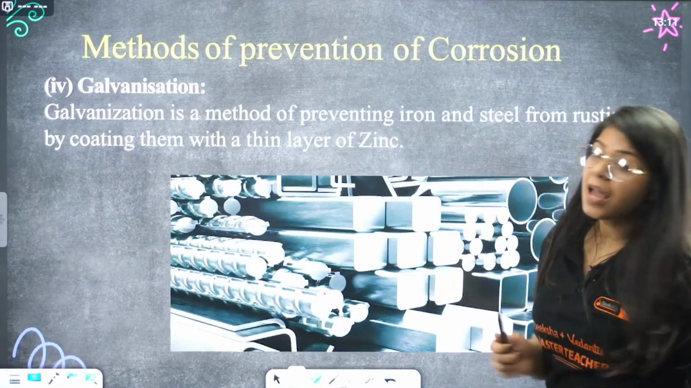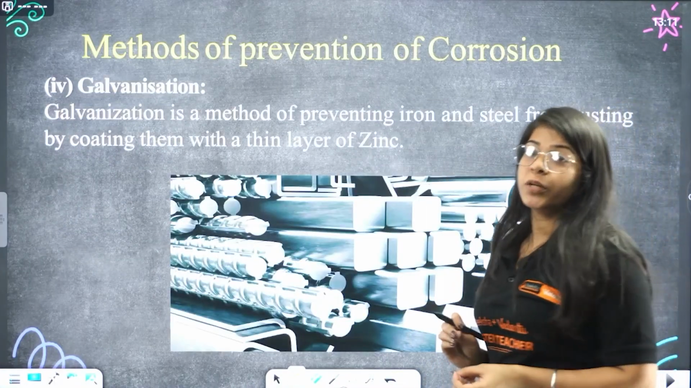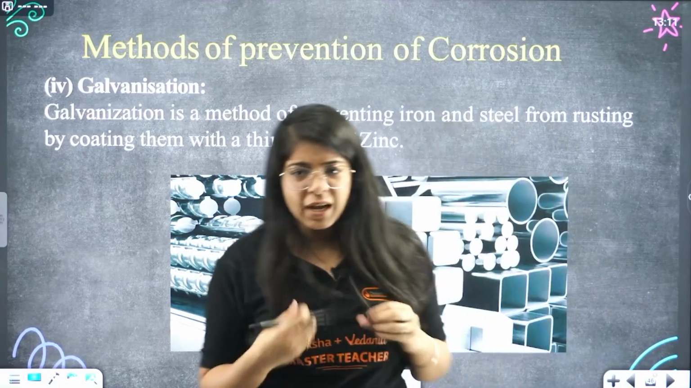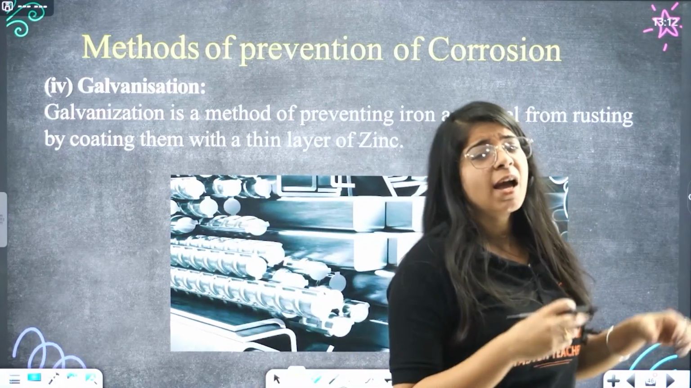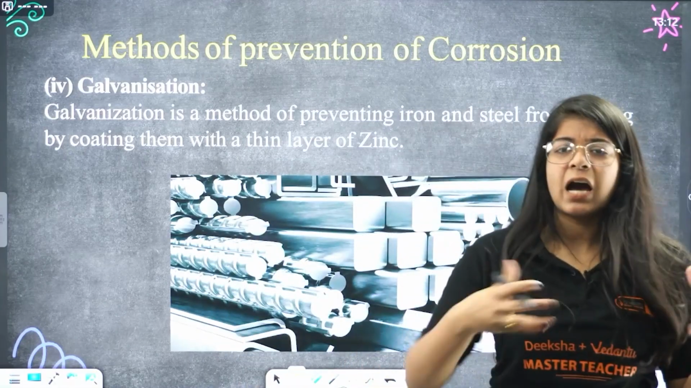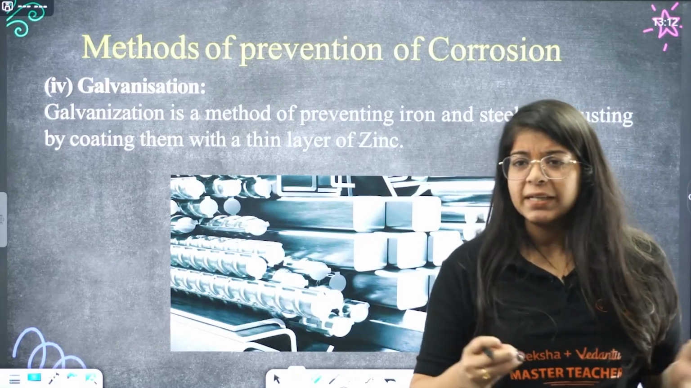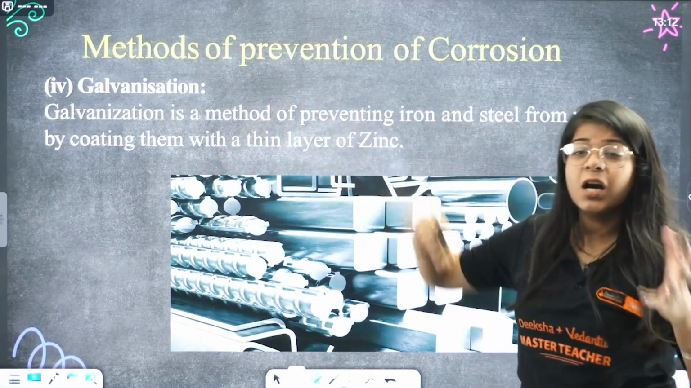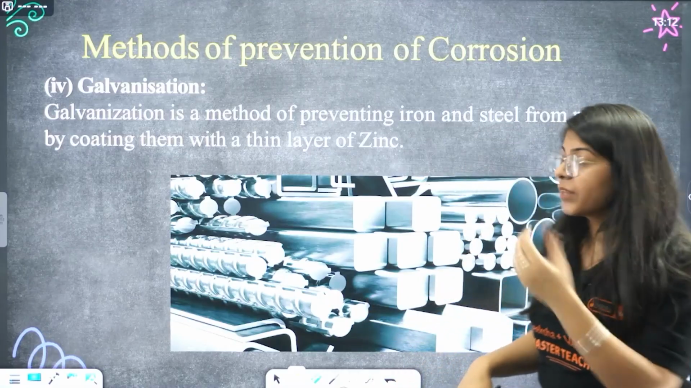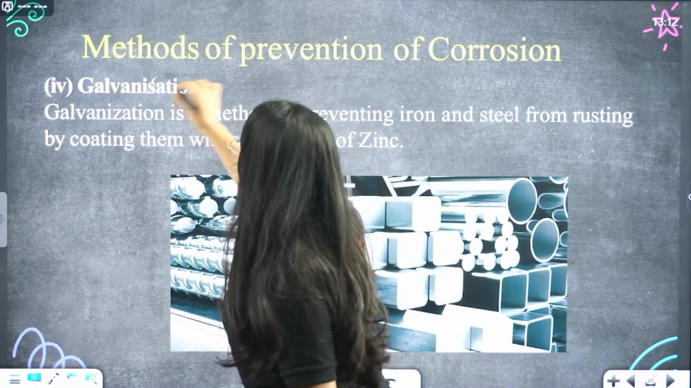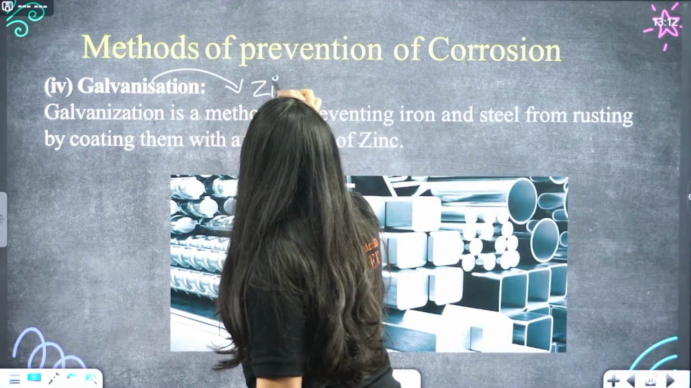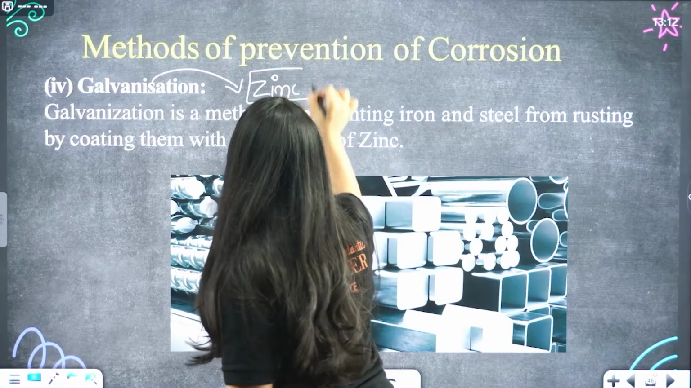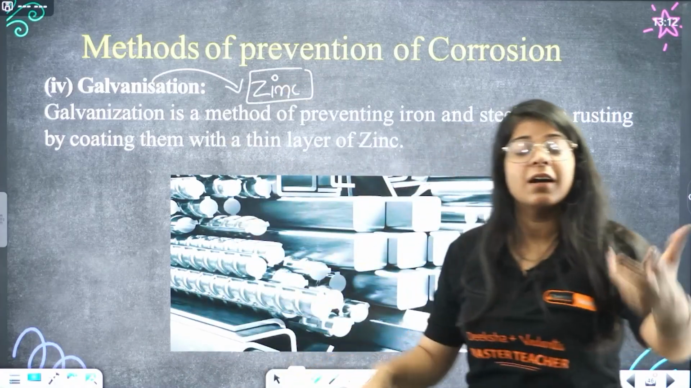Next we have galvanization. Now this is very important and very different as well. Galvanization is a method of preventing iron, steel and other metals from rusting by coating them with a thin layer of zinc. Galvanization, you hear the sound, that means it is a zinc layer. Galvanization, zinc, thin layer.